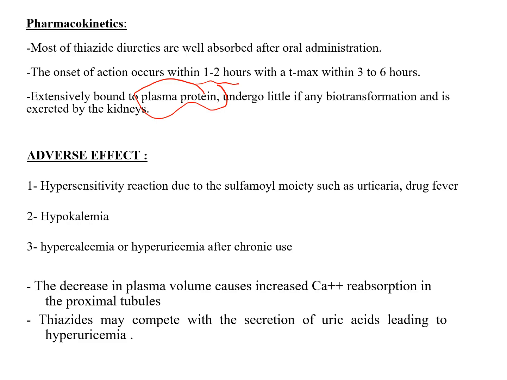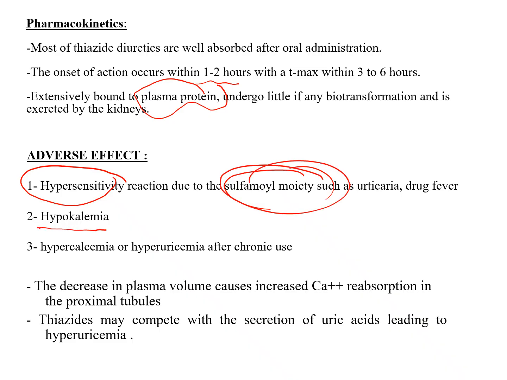They're known to cause hypersensitivity because of the sulfamoyl moiety, like the sulfonamide structures we talked about previously. Okay, they can cause hypokalemia, like loop diuretics. They can cause hypercalcemia or hyperuricemia, again similar to loop diuretics. We asked you as homework why loop diuretics could cause hyperuricemia. The same reason applies to thiazide diuretics.